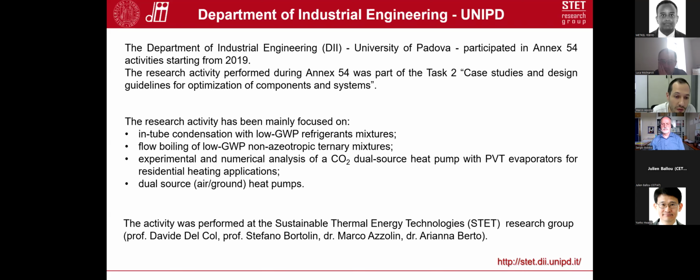But we also performed some experimental and numerical studies of a carbon dioxide dual source heat pump. This heat pump has been realized to work with two evaporators, one air source evaporator and a photovoltaic and thermal evaporator. In this way we can exploit air source and also solar energy as thermal sources for the evaporator. I would like to say that the results of this activity, if you're interested, will be presented at the next Gustav Lorentzen conference at the University of Maryland.